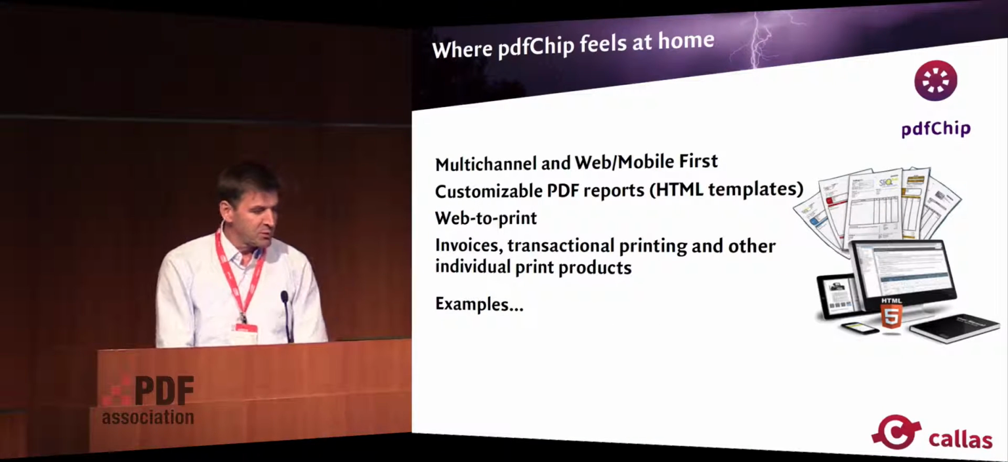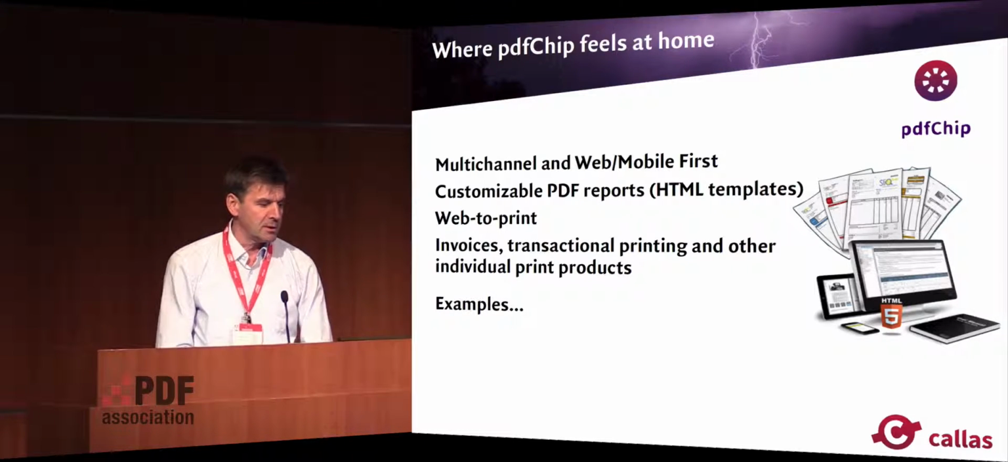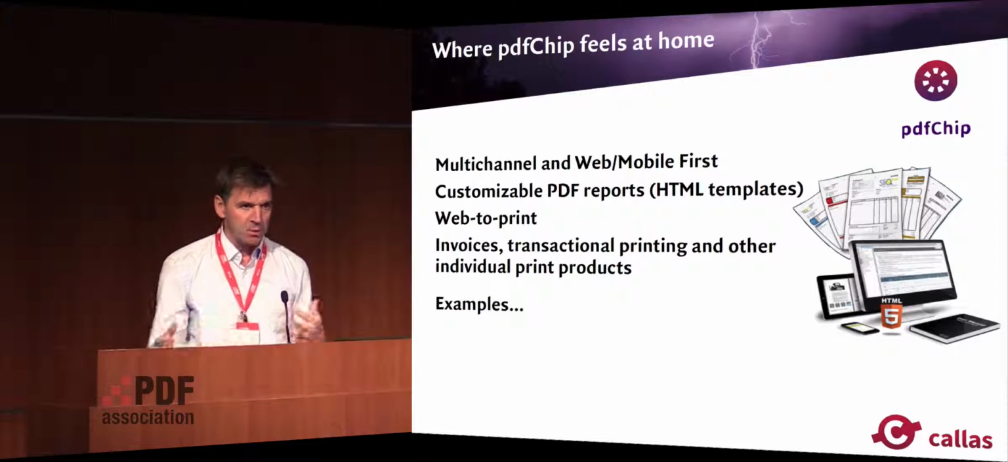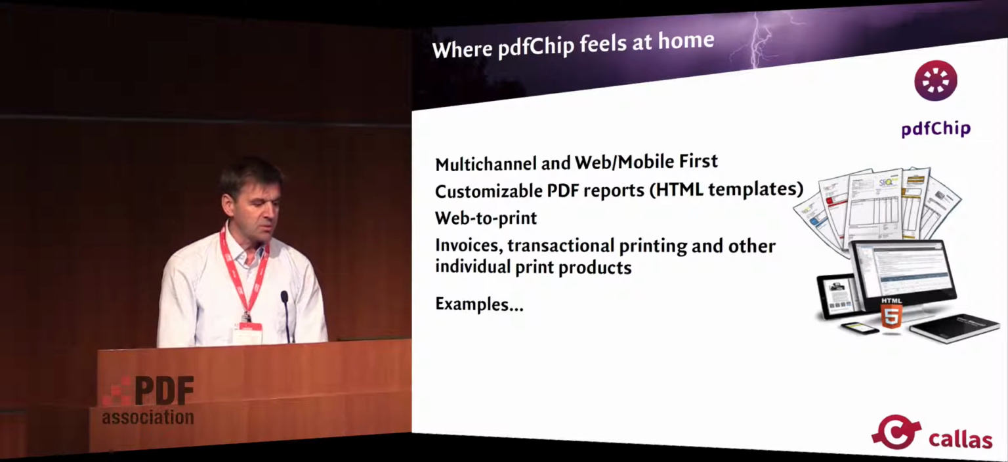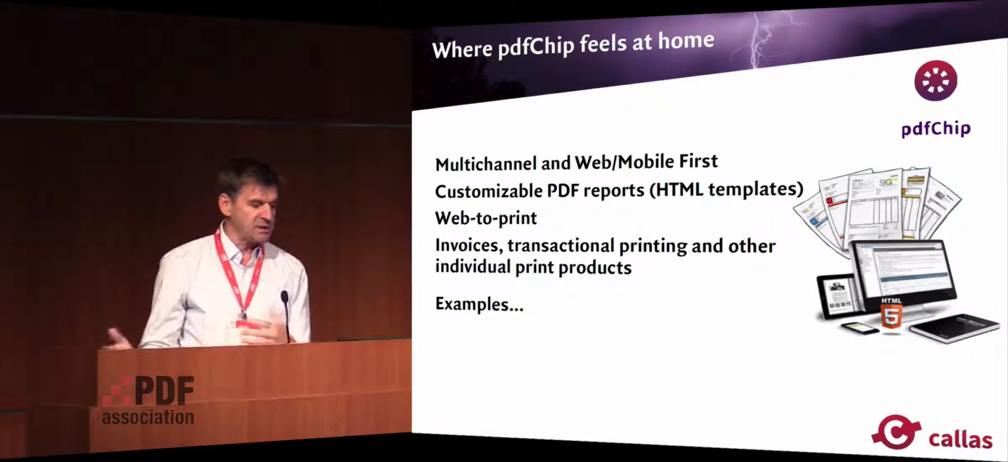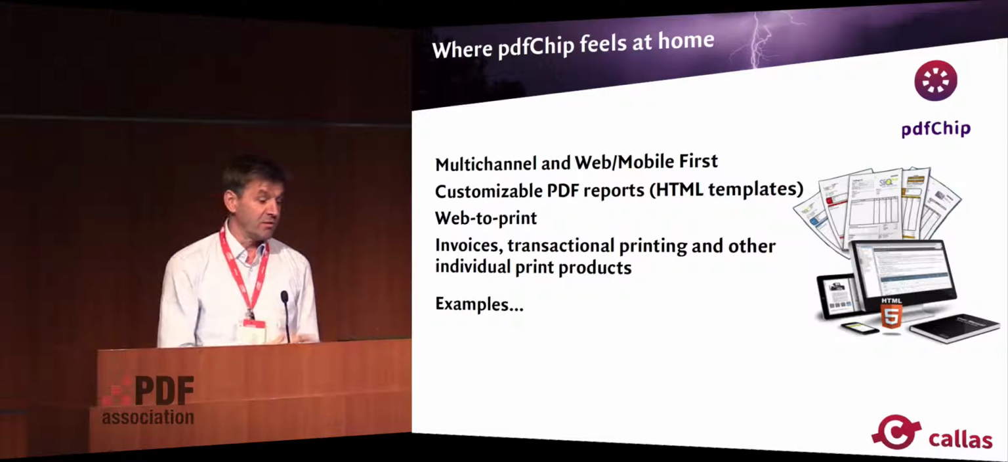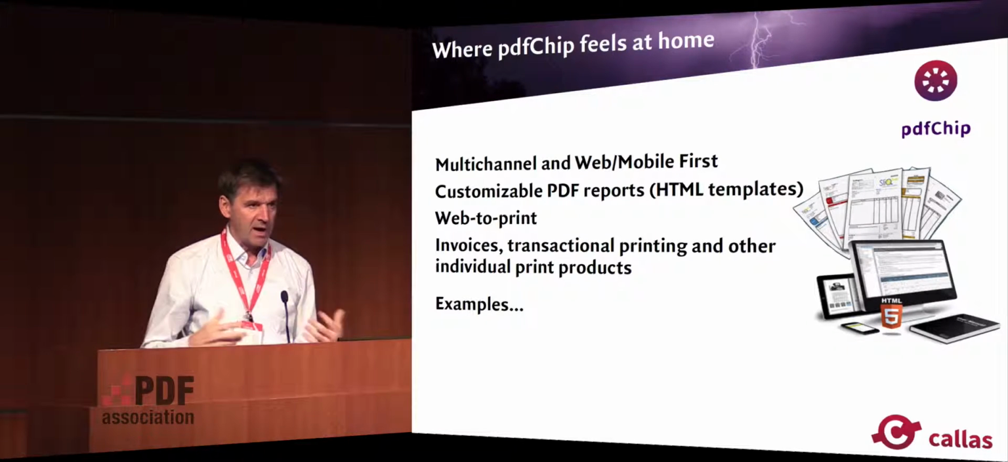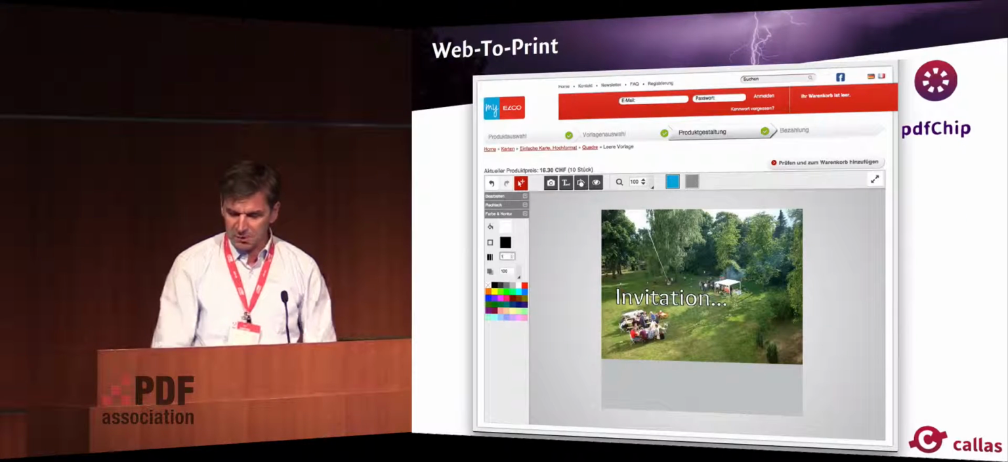What PDF Chip is being used for: of course, it feels at home in multi-channel environments where you want to create content not just as a PDF file, but also on the web, for instance, and where you have principles like web first or mobile first. You can create a web-to-print application. You can use it for invoice creation where you have highly dynamic data. And I've got a few examples.